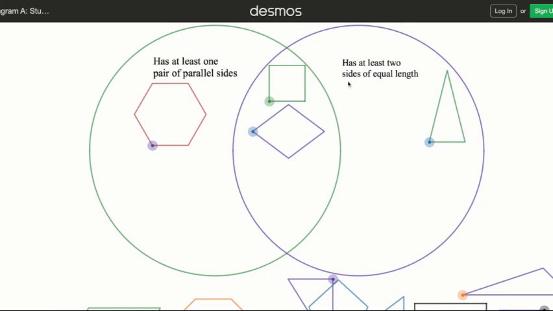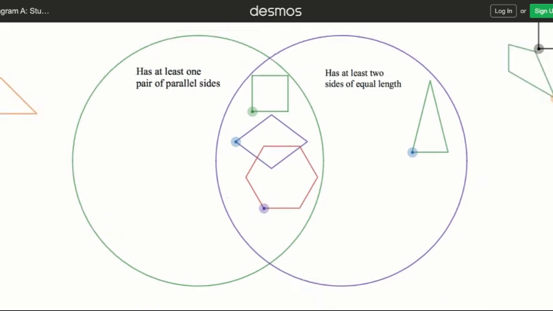And then it says has at least 2 sides of equal length. Since this is regular, and that means all the sides are equal, so it's going to go in the overlap. And my shapes are going to be too big, so I'll just leave them overlapping each other. So then we've got this shape right here, looks like an isosceles trapezoid, meaning these 2 sides are equal and it's a trapezoid. So it says has at least one pair of parallel sides.